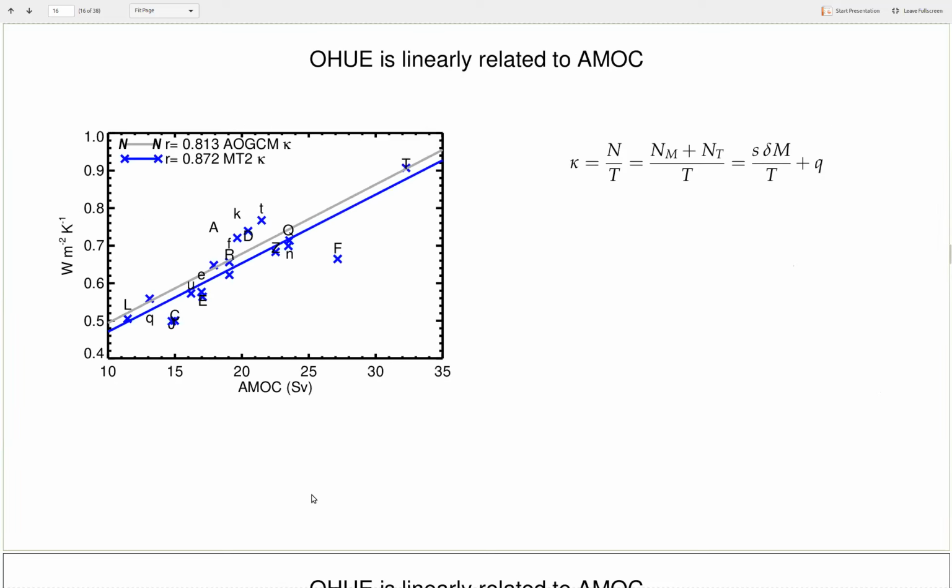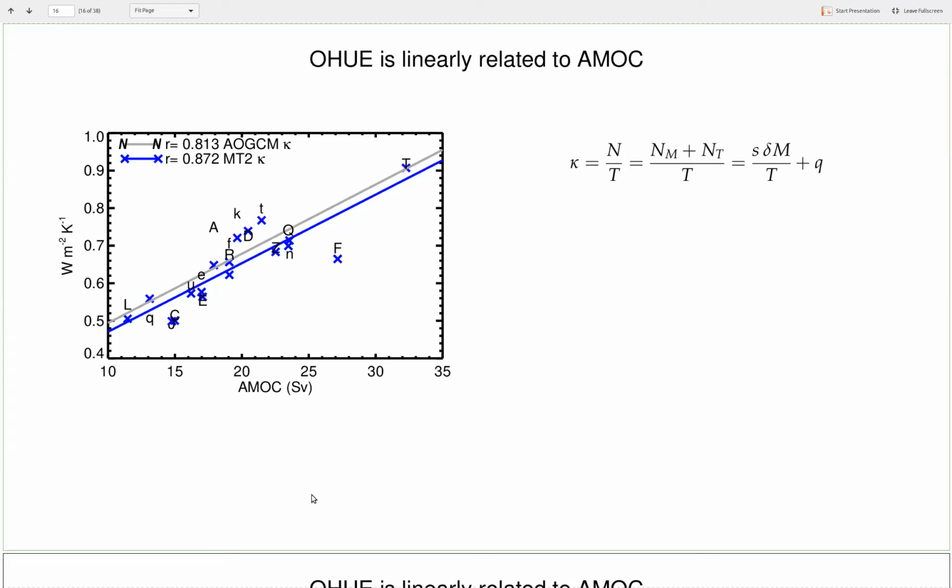Okay, now we put these things together to explain what we set out to explain. In this plot here, the letters represent the diagnosed ocean heat uptake efficiency from GCMs, and you can see again the correlation between the ocean heat uptake efficiency and the AMOC. The blue crosses represent the predictions of the MT model for kappa, and you see the blue crosses are pretty close to the black letters, so it's a fairly good prediction. And the formula that's being evaluated is shown on the right.